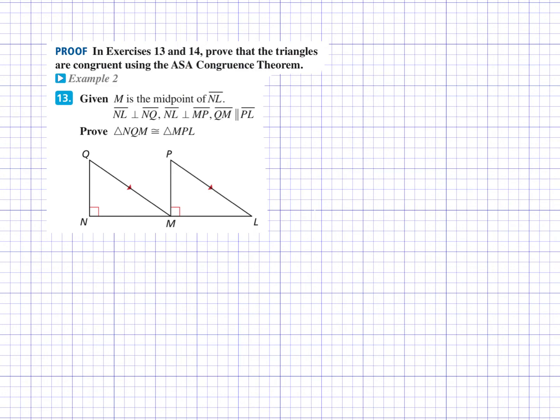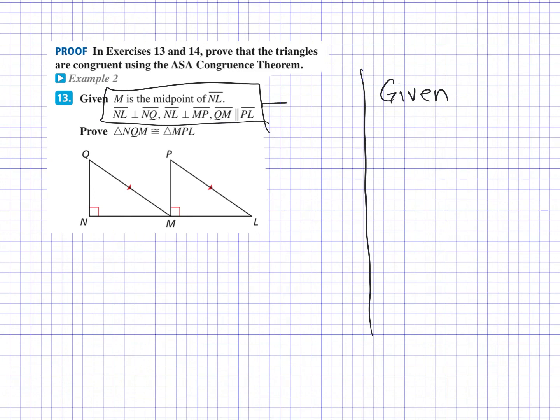All right, 13. Prove the triangles are congruent. All right, let's do this. So what's been given? So all of this goes right here. M is a midpoint. So if M is the midpoint of N to L, that means MN is congruent to LM. Definition of midpoint.